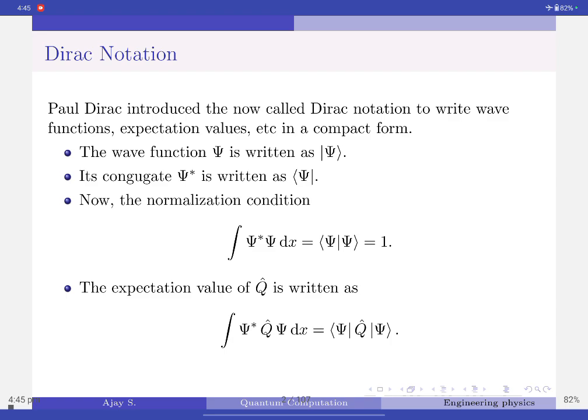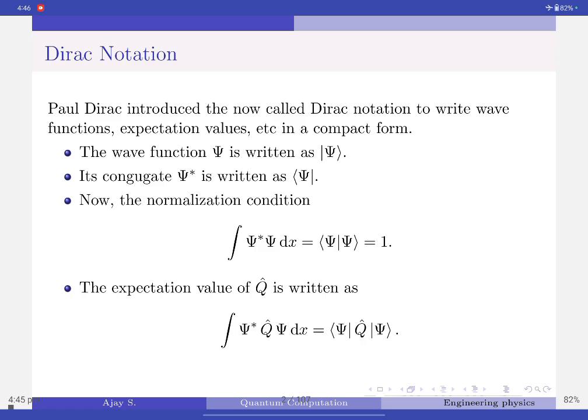Paul Dirac introduced the notation now known as the Dirac notation to write down wave functions in the form of vectors. So, if you have a wave function psi, it is written using this bracket symbol. It is referred to as ket psi, and its conjugate psi star, since wave function psi is a complex number, is written the other way around. It is called bra psi.